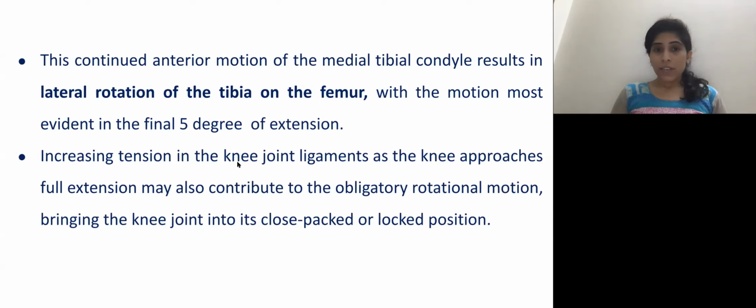So increasing the tension in the knee joint ligaments as the knee approaches full extension may also contribute to the obligatory rotational motion. As we all know, while going for the flexion and extension motion, during the last degrees of extension motion, the tension on the ligaments also increases, and that gives the force to the knee joint to go for the slight lateral rotation to lock the knee joint.